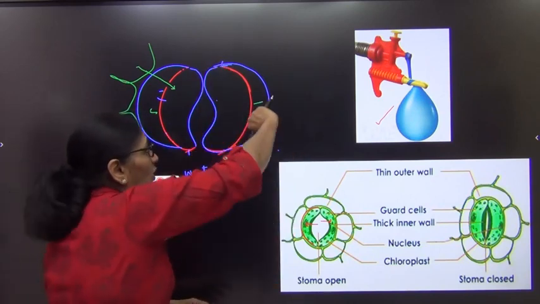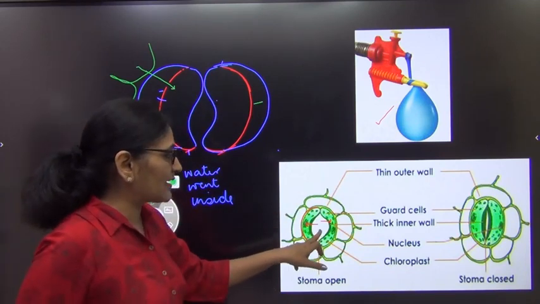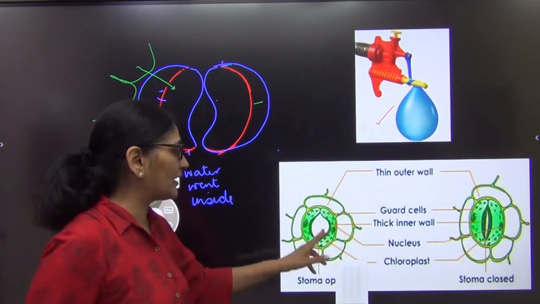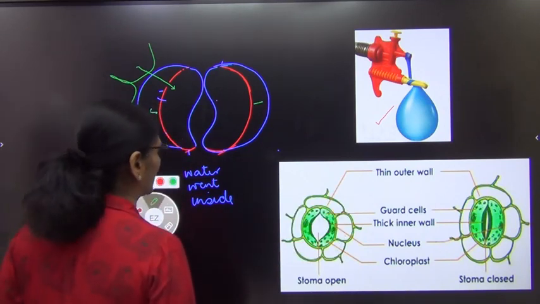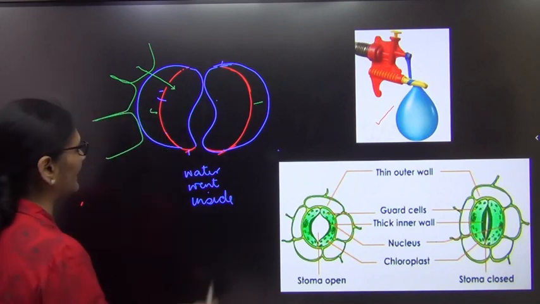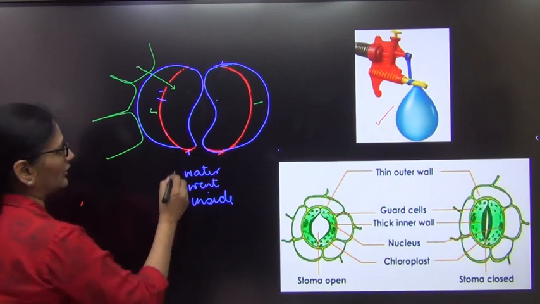Rather, since it is pushing this side, it will stretch this wall inside. It will stretch this wall inside. As a result, what will happen? This aperture will be created and the stomata will be open. Right? Now look at a reverse situation. What is the reverse situation? This is when the water goes inside. Now when the water will go outside, what will happen?